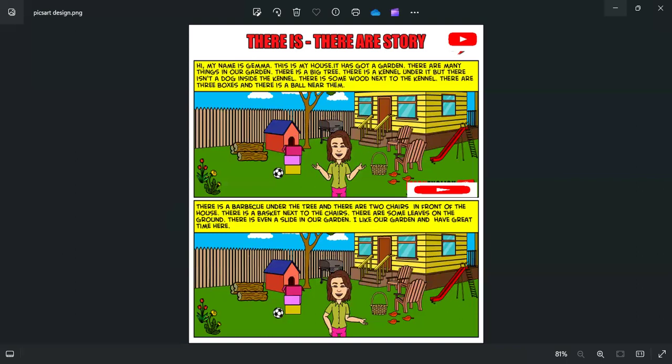Barbecue is under the tree. And there is a basket next to the chairs. There is a basket. Basket is only one, single. So that's why she's explaining: there is a basket next to the chair. There are some leaves on the ground here. Leaves.